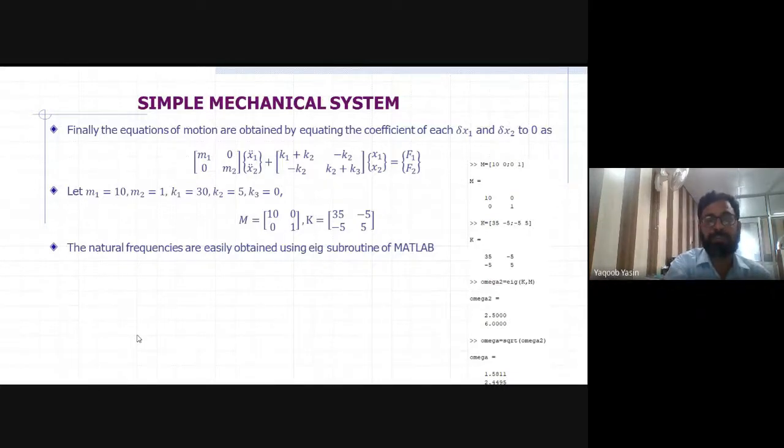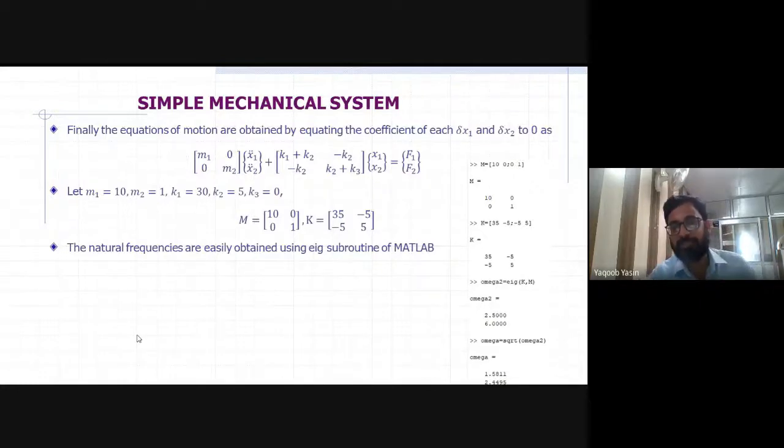So for this, we can very easily find the natural frequencies of the system by taking the values of m1 and m2. For example, in this problem, we take m1 equal to 10, m2 equal to 1, k1 equal to 30, k2 equal to 5, k3 equal to 0. So in the above equation, we have the mass matrix M and the stiffness matrix K. Therefore, we can easily find the natural frequencies using the eig subroutine of MATLAB.